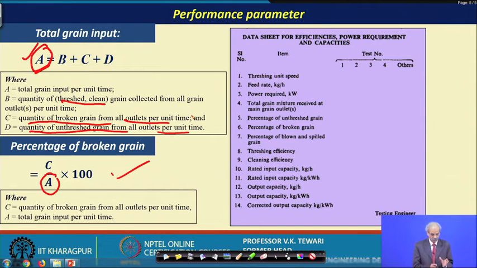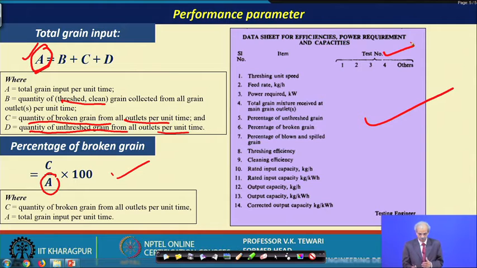Now, the data sheet. This information has to be put in the data sheet for efficiencies, power requirement and capacities. Now, this is the data sheet which is given over here. As an engineer, you are supposed to do this and then put them properly. Now, you see the test numbers are given here, how many such tests you are going to conduct. It virtually talks of the replications of this, because you must carry out the tests over a period of time. You just can't do it for some time and then say that okay, these are the values.